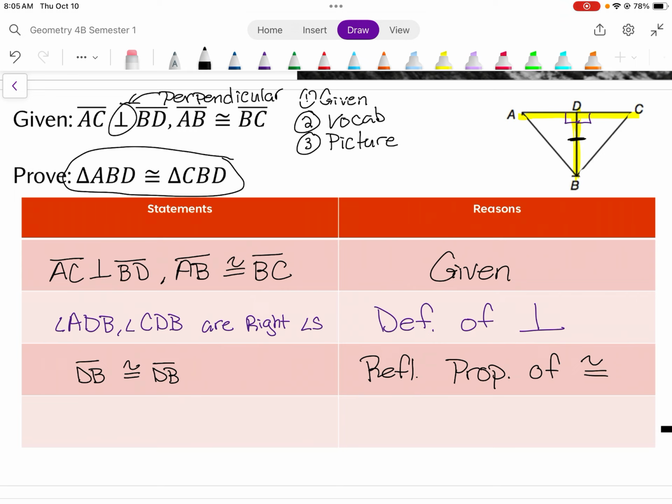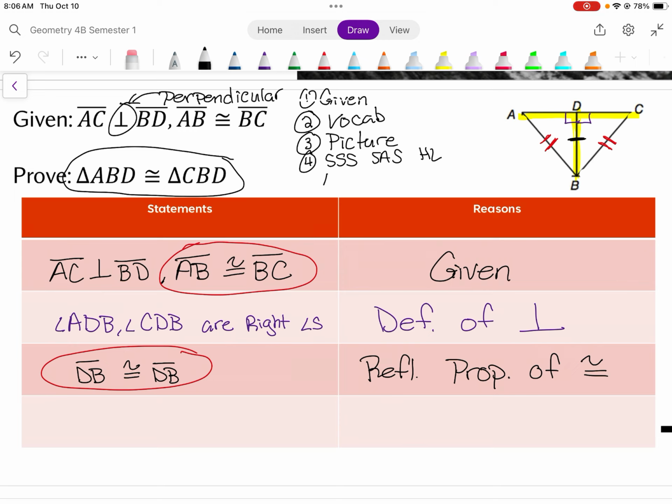Okay. So if we look at the information they gave us, they did tell us AB and BC are congruent. So let's go ahead and mark that in our picture. And then we said that DB is congruent to DB. So we have two sides that we know are congruent, and we also have a right triangle. So we want to check, is it possible for us to use hypotenuse leg? When you have right triangles, it's not always going to be hypotenuse leg, but you can use that one if you have the right triangles.